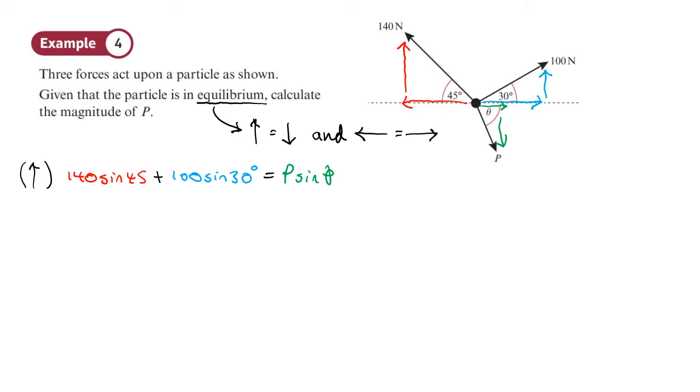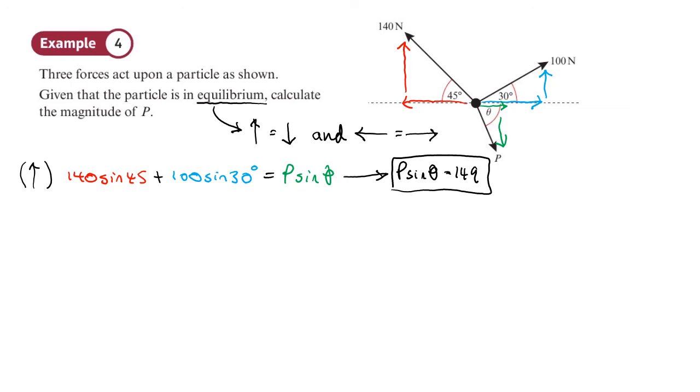Now the 140 sine 45 plus 100 sine 30, let's see what that gives us. 140 sine 45 plus 100 sine 30. Okay, we get 148.994949. Let's call that 149. So that will give us the equation that P sine theta equals 149 newtons. Okay, so we've got one equation there.